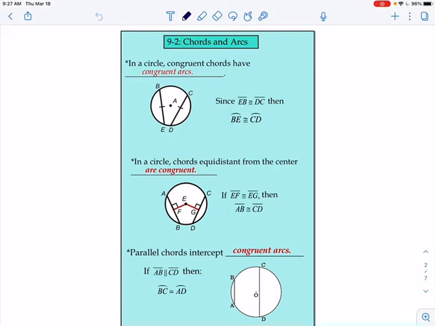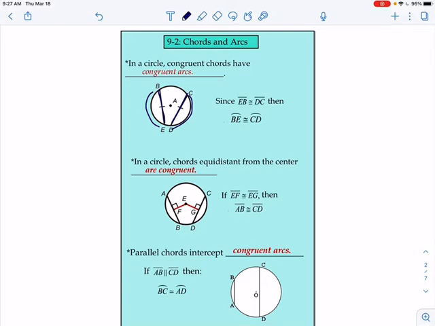Okay, so in a circle, congruent chords have congruent arcs. What that means when you're looking at the picture below is, since EB is congruent to DC, since the two line segments are congruent, that means that the two arcs BE and CD are also going to be congruent.